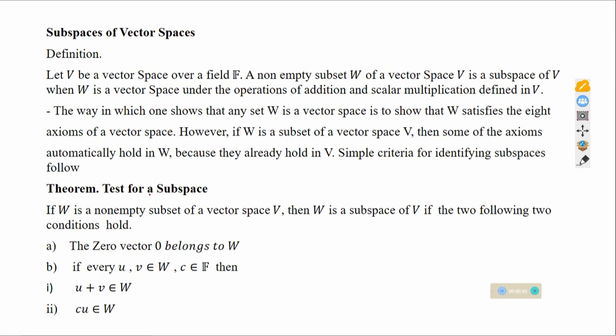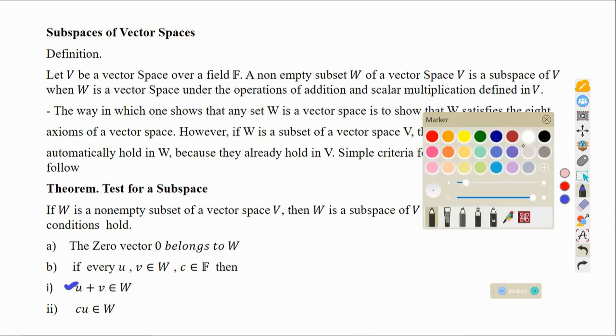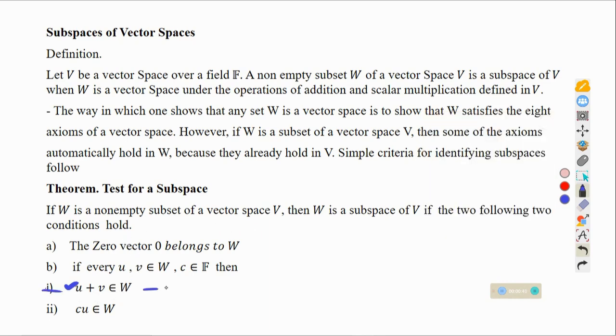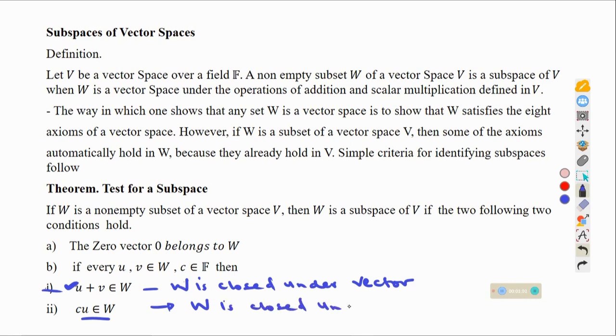We have so far seen how to test for a subspace: these two conditions must be satisfied, that is, the zero vector must belong to W, and if U and V are picked from W, then vector addition and scalar multiplication must hold in W. The first property implies that W is closed under vector addition, and the second property implies that W is closed under scalar multiplication.